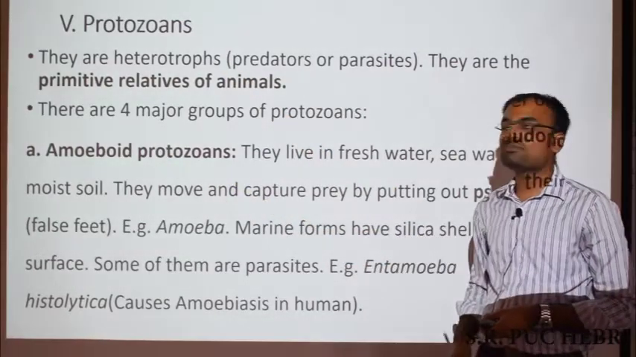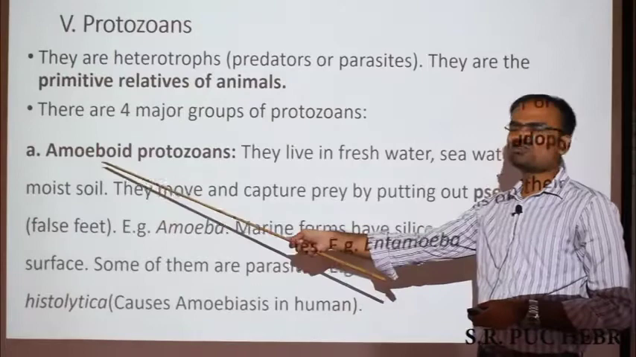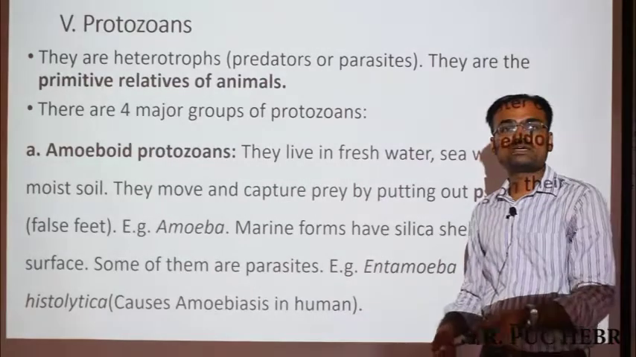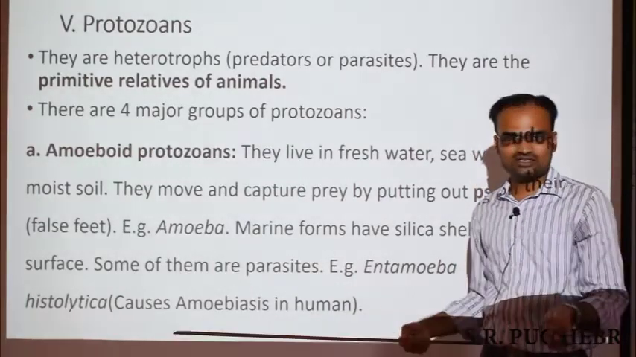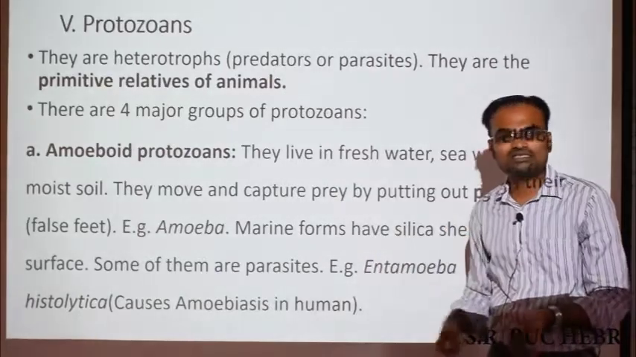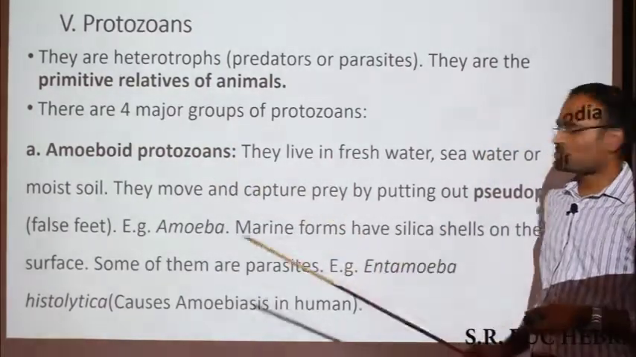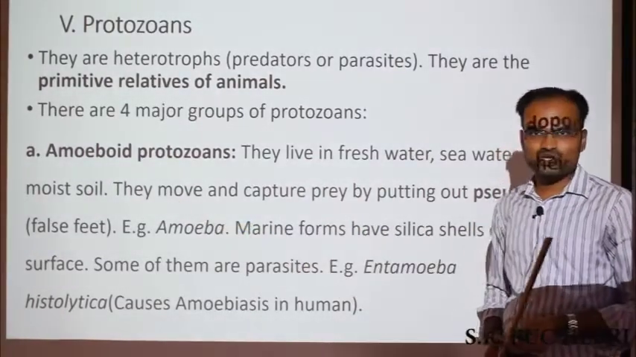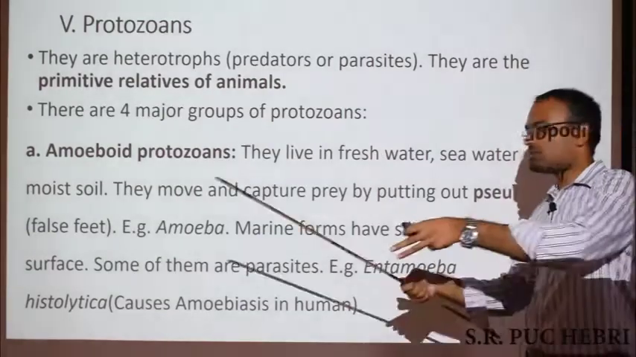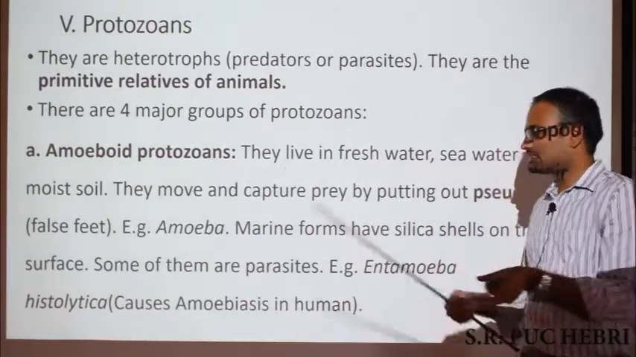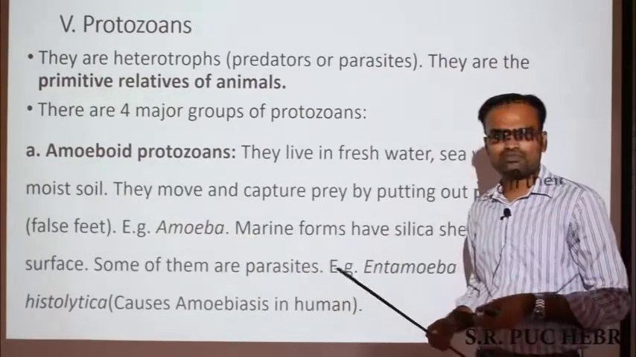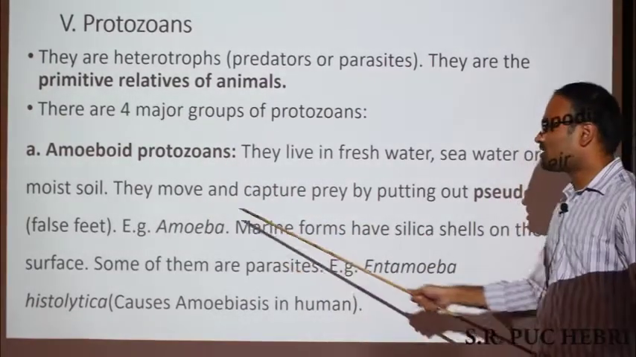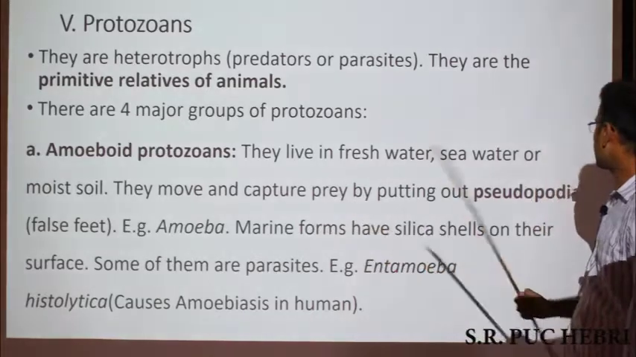The first one is called as amoeboid protozoans. Amoeboid, in the name only we can observe the protozoan's body resembles the amoeba. Amoeba is having which type of structure? No definite structure, isn't it? The entire body shape of the amoeba is irregular in shape. So amoeboid protozoans live in freshwater, seawater, or sometimes in the moist soil. So amoeba is commonly a freshwater one. Some other amoeboid protozoans can live in salt water, and some amoeboid protozoans can be found in moist soil.